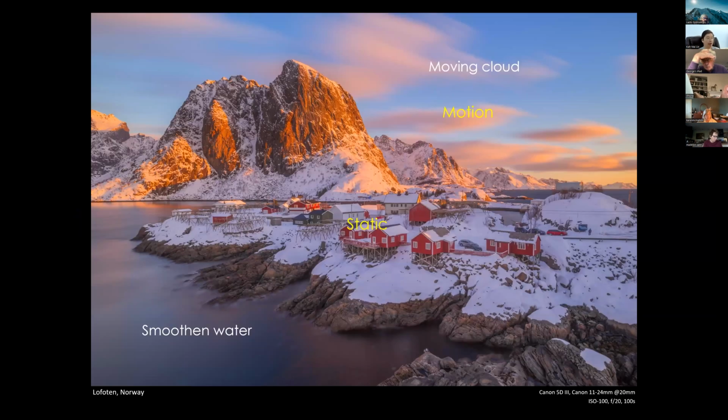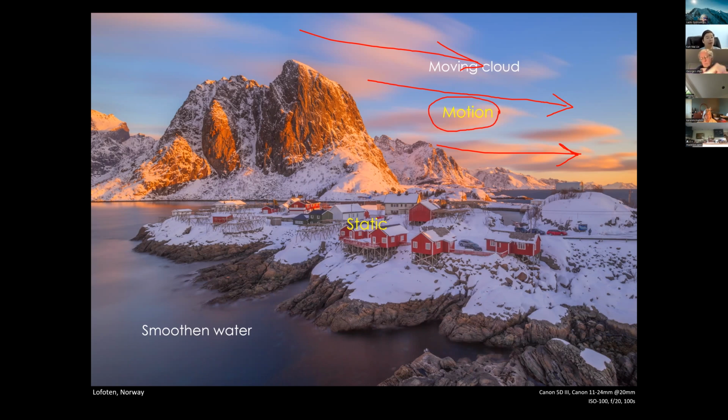The moving cloud creates motion blur. The moving cloud creates the motion blur of the cloud. It brings out the movement. You can feel that the cloud is moving from one side to the other. Okay, this creates a sense of motion. And then in this image here, something is moving, which is the cloud, and something is not moving, which is the cabin and the mountain here.